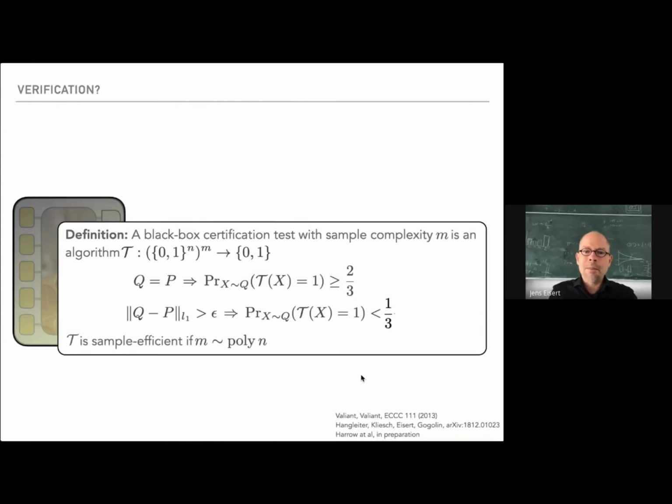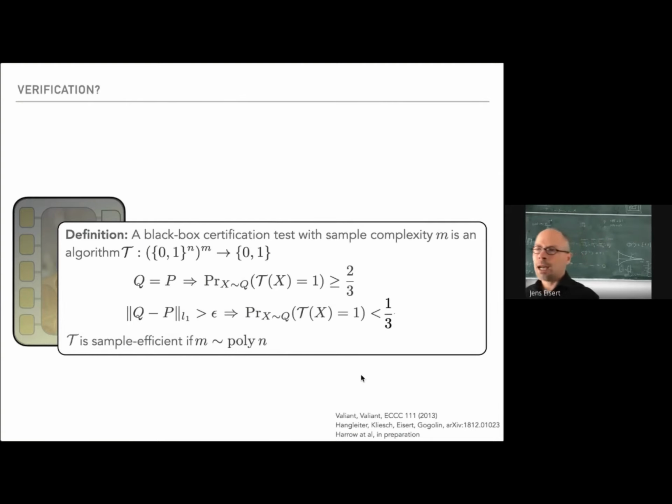Let's put this in slightly more fanciful terms, or more precise terms. What I mean is just the same. You look at data and you check right or not. A slightly more fanciful way of saying the same thing would be that you have a black box certification test with some sample complexity M, a number of samples, is some algorithm that takes inputs of length M, or M samples thereof, to 1 bit, with the property that if you are sampling from precisely the right distribution, then the probability of accepting would be larger than 2/3 or so.